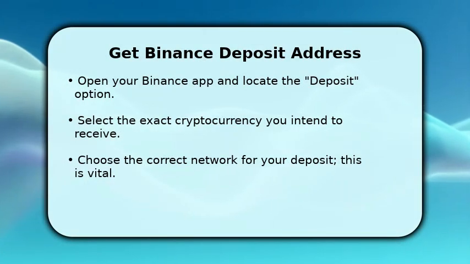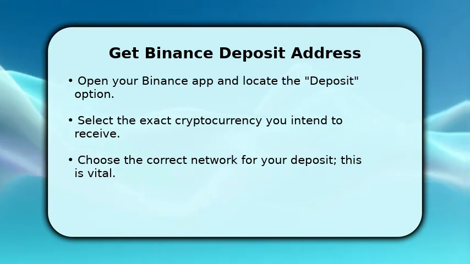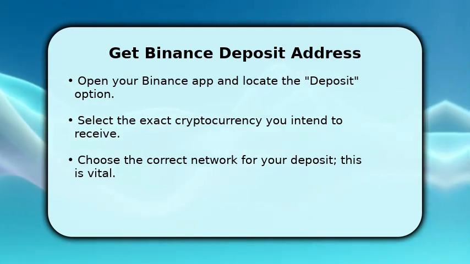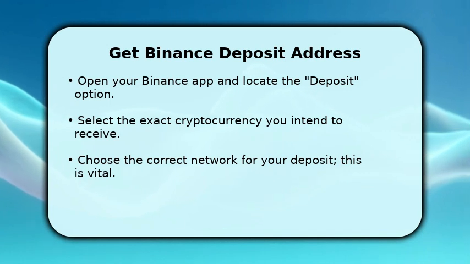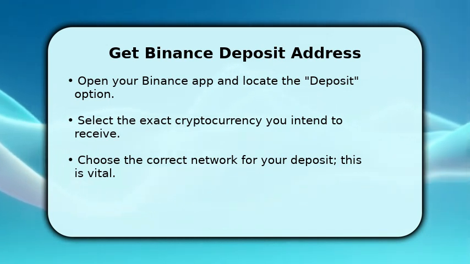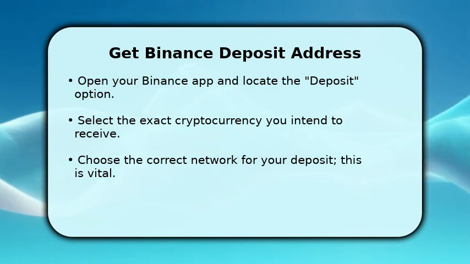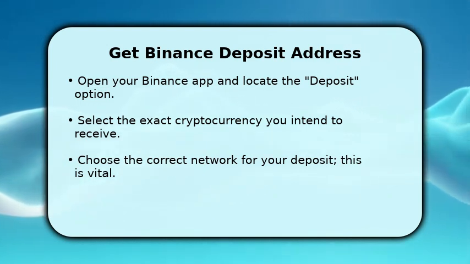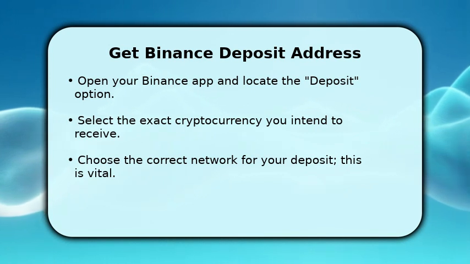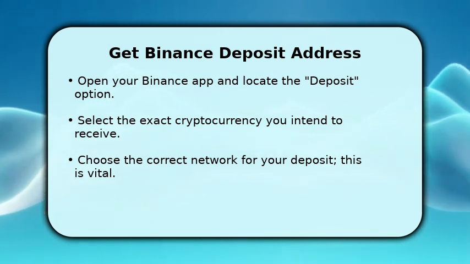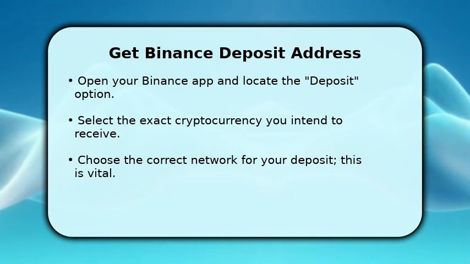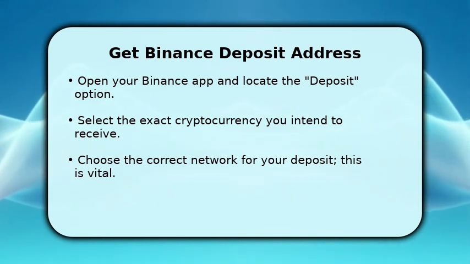Next, open your Binance application and navigate to the deposit section. Here, you'll need to carefully select the specific cryptocurrency you wish to receive from your Trust Wallet. It's absolutely crucial to choose the correct network for your deposit. For example, if you're sending BNB, ensure you select the Binance Smart Chain network on both ends. Copy this unique deposit address.